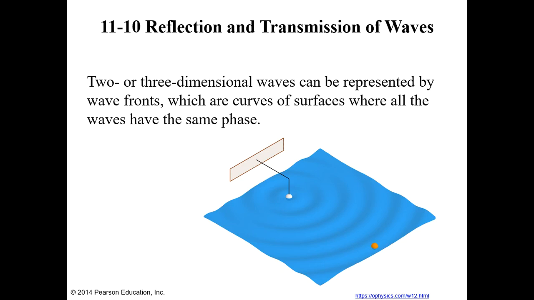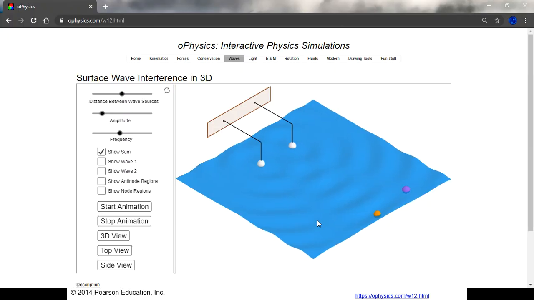Now, we can demonstrate 2 or 3-dimensional waves in different ways. We can use either wave fronts or we can use wave rays. Let me show you the difference here. Here in this module, let me navigate to that for you. Right now it's showing 2 balls that are oscillating up and down, creating waves in the water. Now, I'm going to get rid of the second one. I'm just going to bring them together until they're basically one.